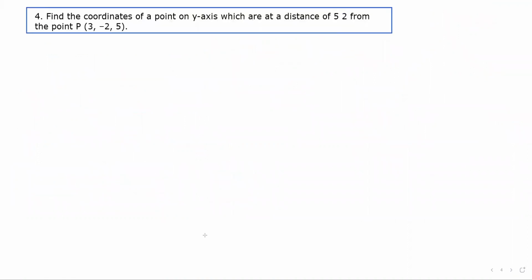Next, find the coordinates of a point on the y-axis which is at a distance of 5 root 2 from the point P. So you have to find the coordinates of a point on the y-axis. Let's consider this distance because the distance is given to you. Let this unknown point be Q. P is given to you as (3, -2, 5).